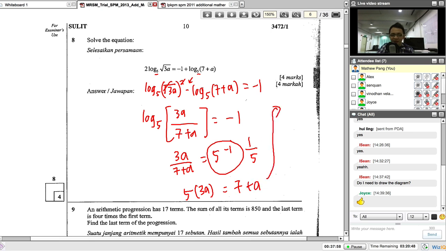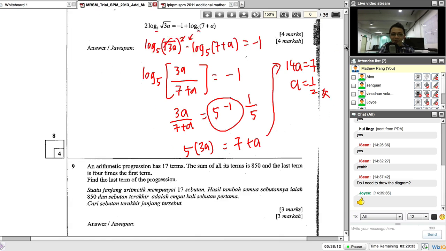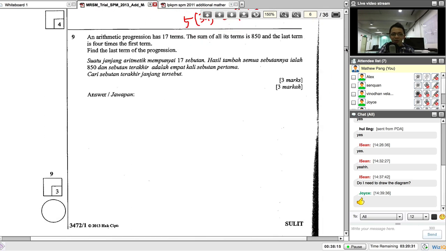This is 7 plus a equals 15a. So 14a equals 7. a equals 1 over 2. Done. 4 marks. It's not really hard. So I think you have no issue on this question. So I'm going to move on to the next one.